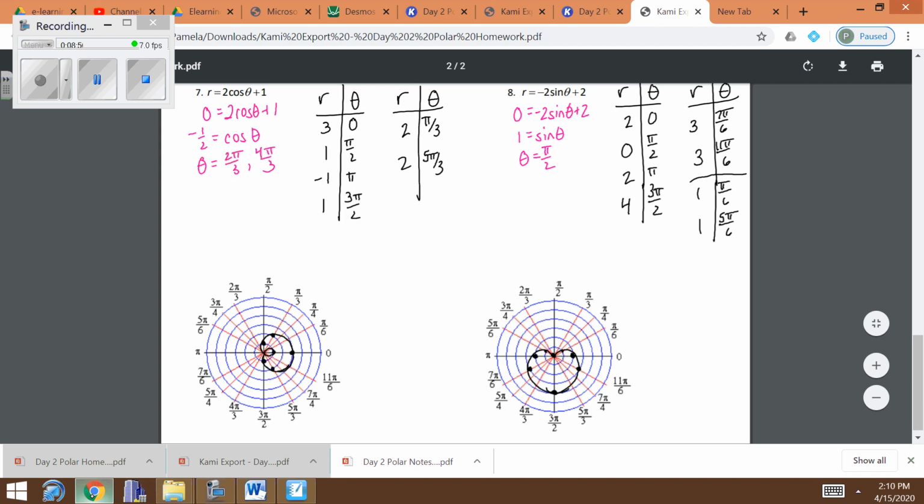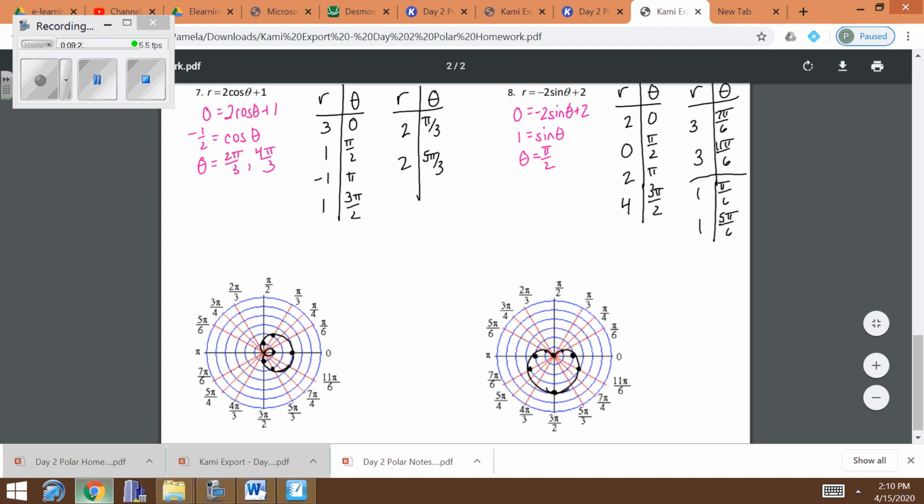Again, notice I didn't pick 2 pi over 3 or 4 pi over 3 here just because I knew that that would give us 0. So instead, just pi over 3 and 5 pi over 3 to give us those couple extra values. And then finally, here is one more where we only have one solution. Because it's one solution, we know it's a cardioid. So again, we kind of have a general shape of the graph. It only intersects the pole at one point, so it's not an extra loop on the inside.